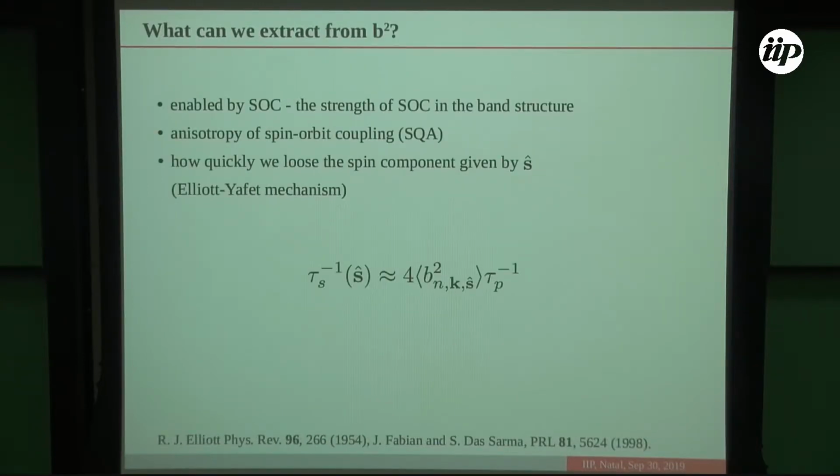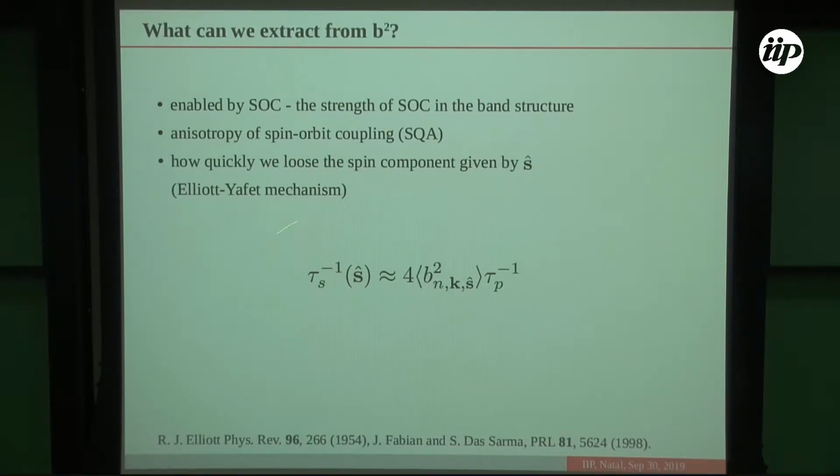Okay, so what information can we extract from spin mixing parameters? We already know that this is enabled by spin orbit coupling. So to some extent, it should reflect the strength of the spin orbit coupling in the value of this b squared. And as I already showed you, there is an anisotropy of the crystalline structure that couples to the spin. So this spin mixing parameter should also reflect the anisotropy of spin orbit coupling in our band structure.